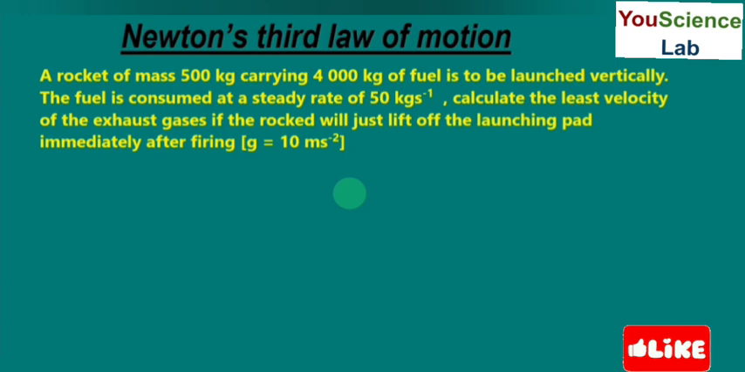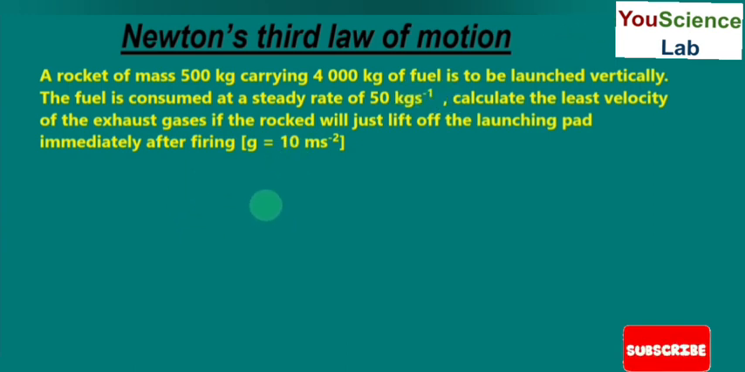Calculations on Newton's third law of motion. A rocket of mass 500 kilograms carrying 4,000 kilograms of fuel is to be launched vertically. The fuel is consumed at a steady rate of 50 kilograms per second. Calculate the least velocity of the exhaust gases if the rocket will just lift off the launching pad immediately after firing. Take g equals 10 meters per second squared.